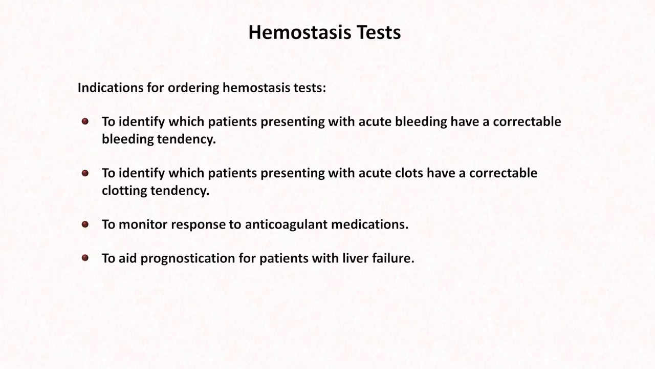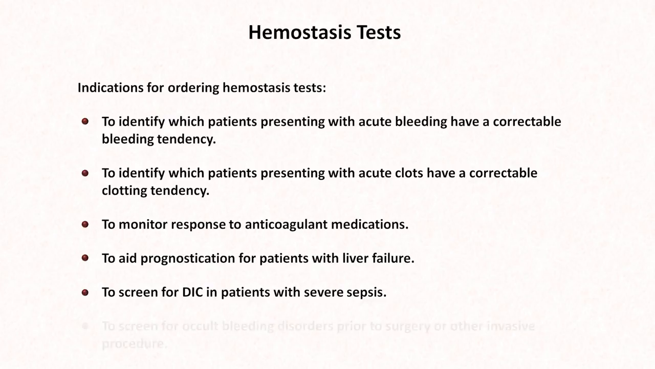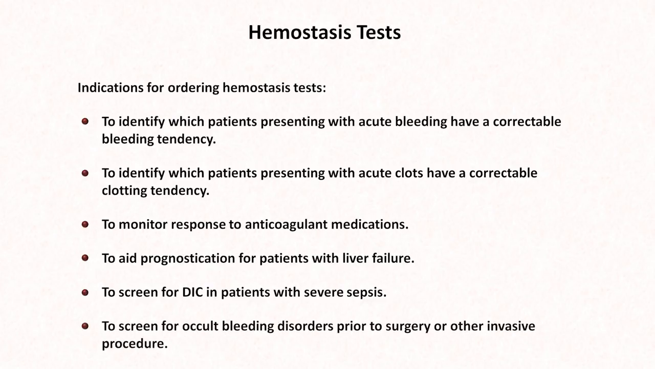To aid prognostication for patients with liver failure, for example, the PT test is used to predict mortality both in alcoholic hepatitis as part of a calculation called the discriminant function, and in cirrhosis as part of the MELD score. To screen for disseminated intravascular coagulation, commonly known as DIC, in patients with severe sepsis. And last, to screen for occult bleeding disorders prior to surgery or other invasive procedures. This last indication is controversial, and I'll talk more about it at the end of the video.